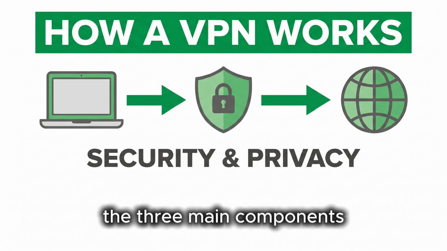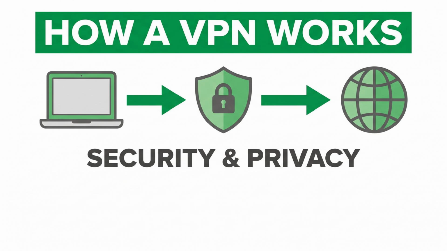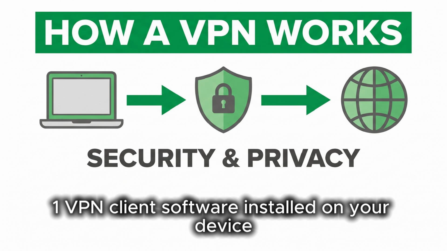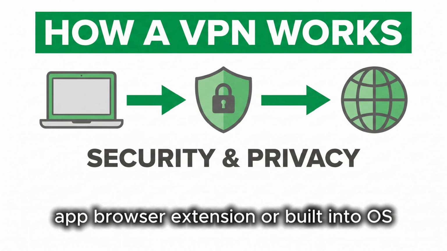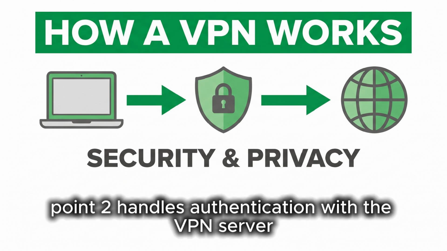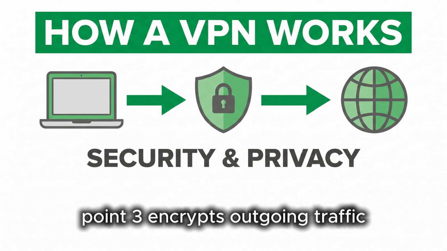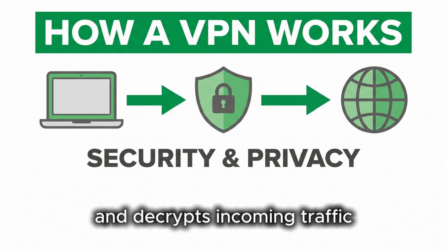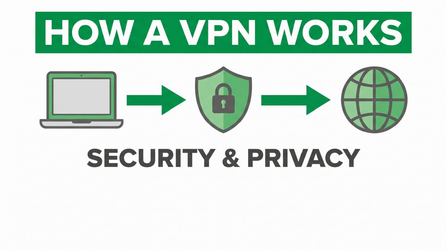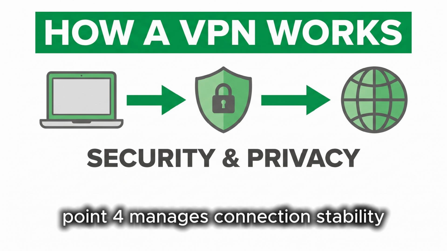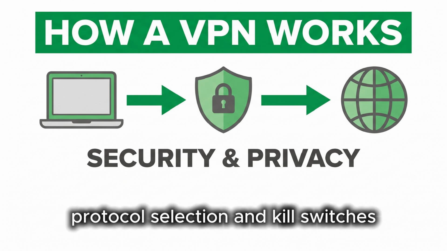The three main components. 1. VPN client, software installed on your device, app, browser extension, or built into OS. Point 2. Handles authentication with the VPN server. Point 3. Encrypts outgoing traffic and decrypts incoming traffic. Point 4. Manages connection stability, protocol selection, and kill switches.